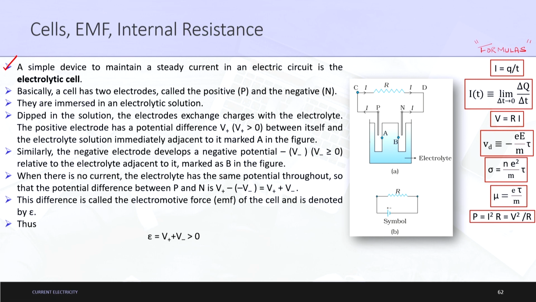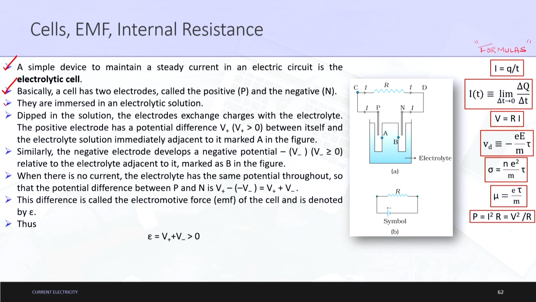Basically, a cell has 2 electrodes called the positive and the negative. Let us suppose this is the positive electrode. An electrode is just a single rod. This is the positive, denoted by P, and this is the negative, denoted by capital N. Okay. So, a cell has 2 electrodes, the positive P and the negative N. They are immersed in an electrolytic solution, as you can see.